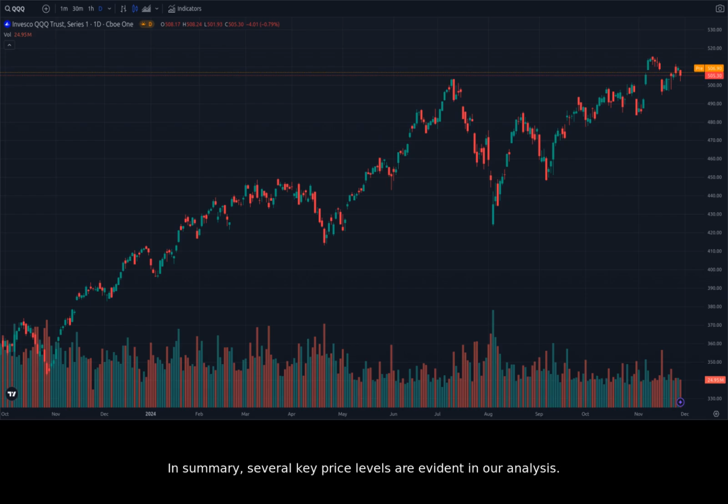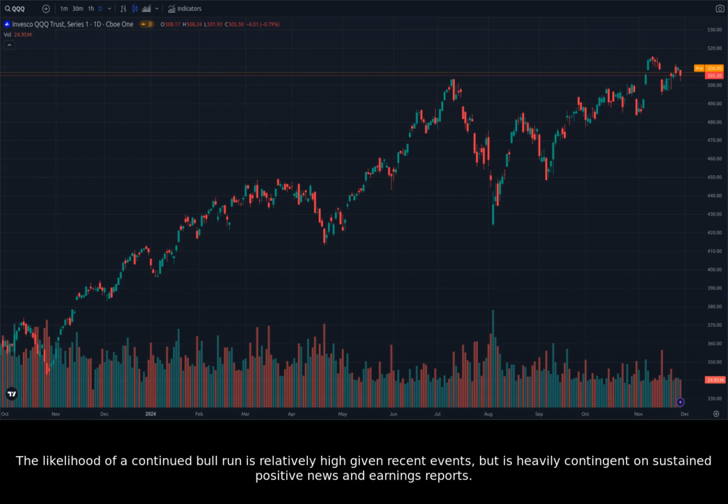In summary, several key price levels are evident in our analysis. The 500 level serves as a significant support zone in the short term. Meanwhile, the 515 range represents an immediate resistance level on the shorter time frame. However, on the daily chart, there is further resistance above 520. A breakout above 520 would likely signal a more prolonged bull run. Conversely, a sustained break below the 495 to 500 region might indicate a bearish trend shift in the short term.